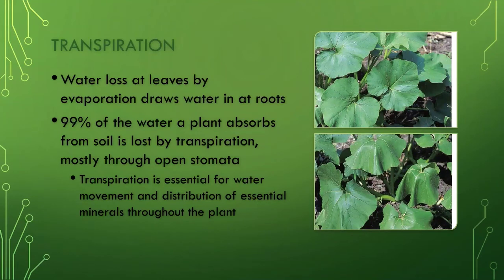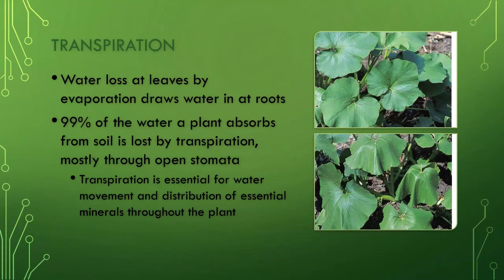So therefore water moves, this is what we call transpiration, and it just kind of moves throughout the plant tissues in that manner. Okay, so 99% of the water a plant absorbs from the soil actually gets lost by transpiration. And it's again because of those open stomata. So the plant can minimize some of that loss by closing those stomata. Okay, and another way that a plant can minimize the loss is by wilting.